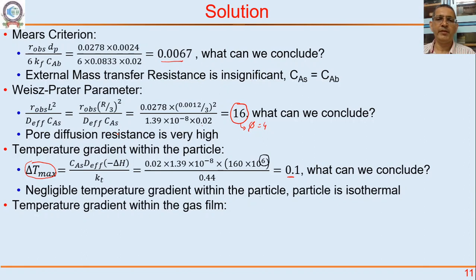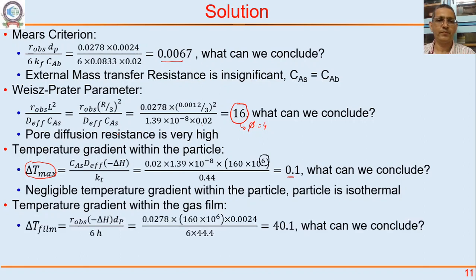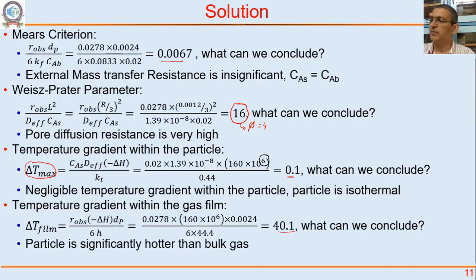What about the temperature gradient within the gas film? This we have: r observed, delta H, d_p, 6h. Take care of units again, 40.1. What do you conclude? There is a significant temperature difference between the surface of the particle and the bulk of the gas. And between the surface of the particle and inside the particle, there is not much temperature gradient. That means the whole particle as such is significantly hotter than the bulk gas.